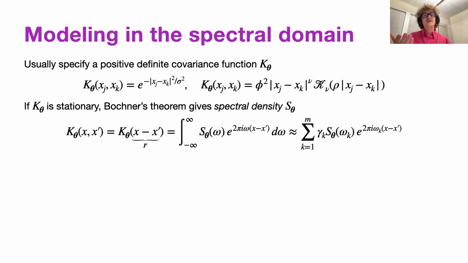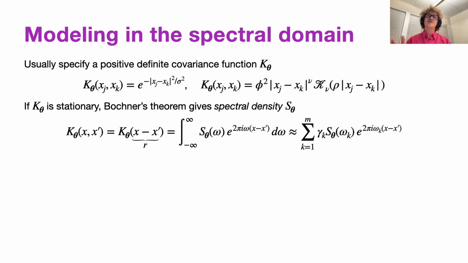So if we make the following assumption that k theta is also stationary, meaning that it depends only on x minus x prime, this distance we'll call r, instead of both arguments separately, then Bochner's theorem tells us that there exists a spectral density S theta, which is exactly the Fourier transform of our kernel, right?